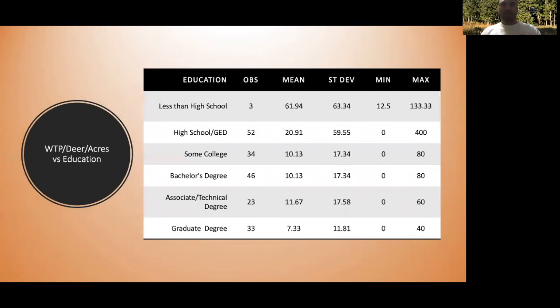Based on education, less than high school degree has the highest average willingness to pay, which is about $62. This is about three times higher than one step upper level of formal education, that is, respondents with a high school degree or GED degree. Average willingness to pay per year per acre is about $21 in high school or GED degree holders. There are also groups showing highest maximum willingness to pay per year per acre, which is $400, based on education categories. Willingness to pay per year per acre is least, at 7.33 and maximum up to $40, among graduate degree holders.